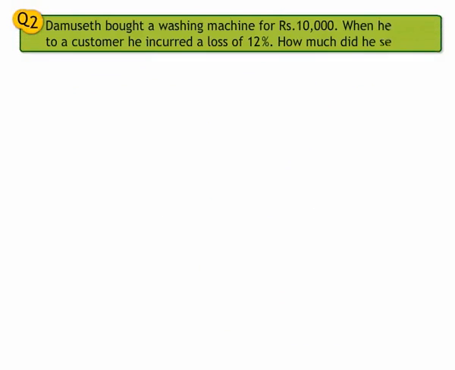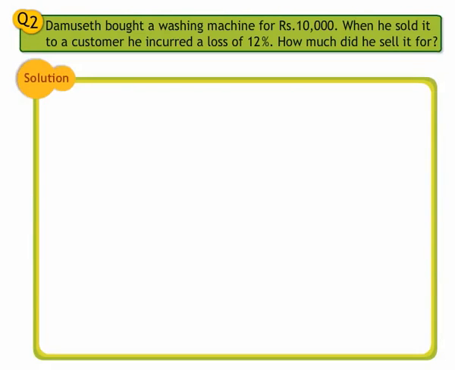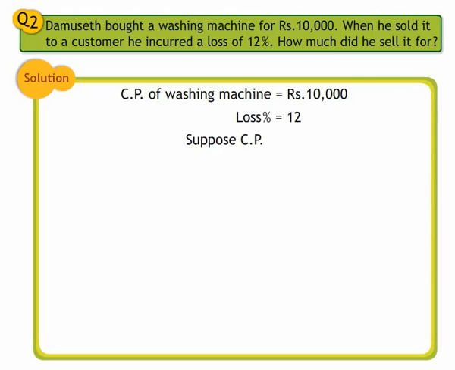2. Damu Seth bought a washing machine for rupees 10,000. When he sold it to a customer, he incurred a loss of 12%. How much did he sell it for? Solution. Cost price of washing machine is rupees 10,000. Loss percent is 12. Suppose cost price is 100, selling price would be 100 minus 12, which is equal to 88.